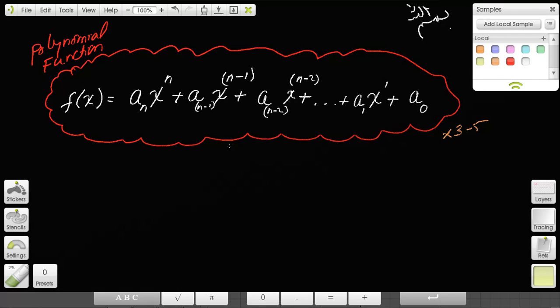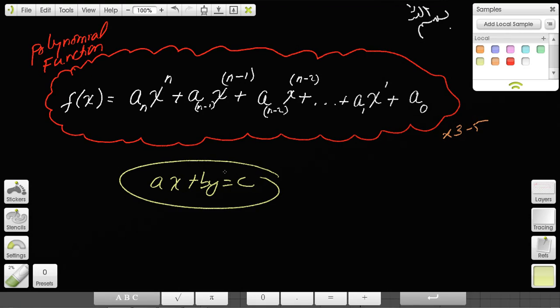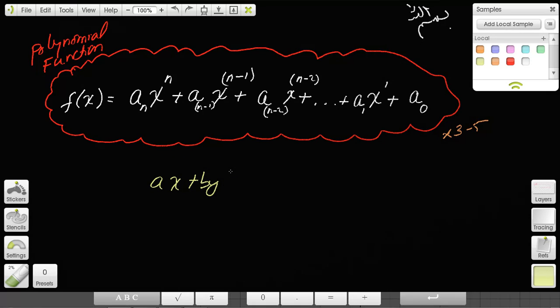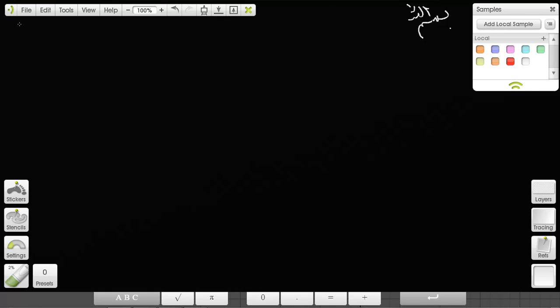This is a polynomial function. It's kind of like ax plus by equals c for all of polynomial functions. It's like a generic linear function. This is a generic polynomial function. Okay? That's the first thing. There's 2 other things I wanted to talk about before I finish today, inshallah. Okay. Now, the second thing I wanted to talk about: how do polynomial functions look?